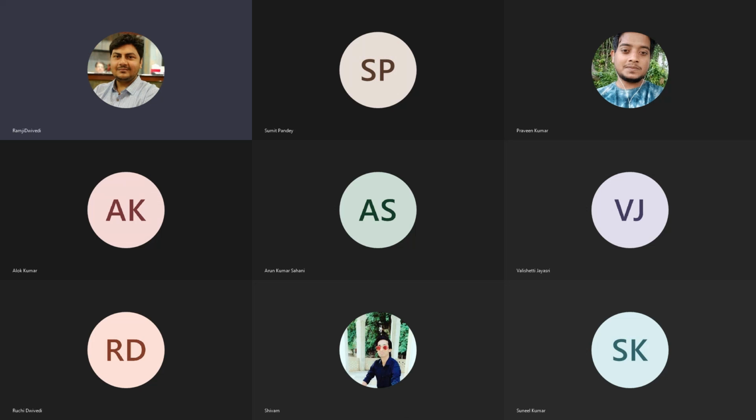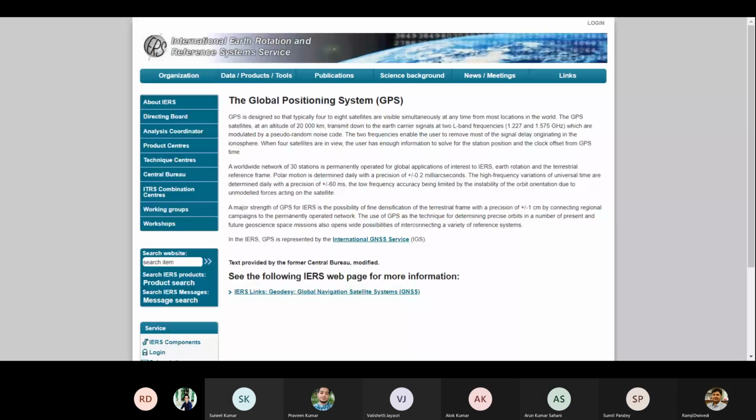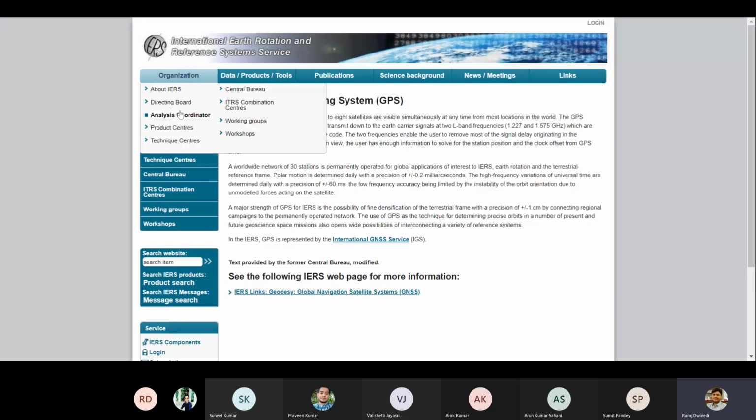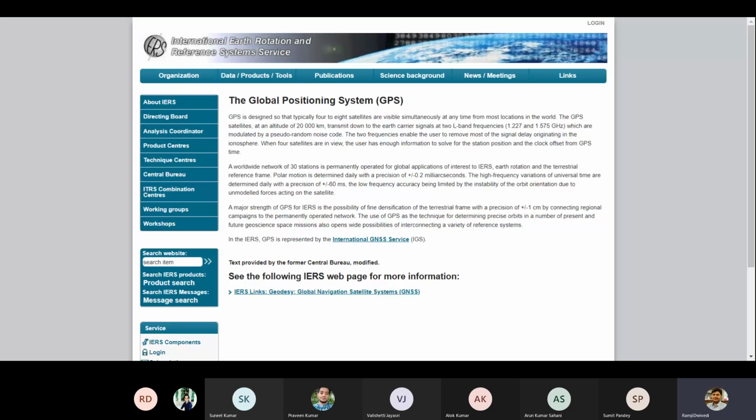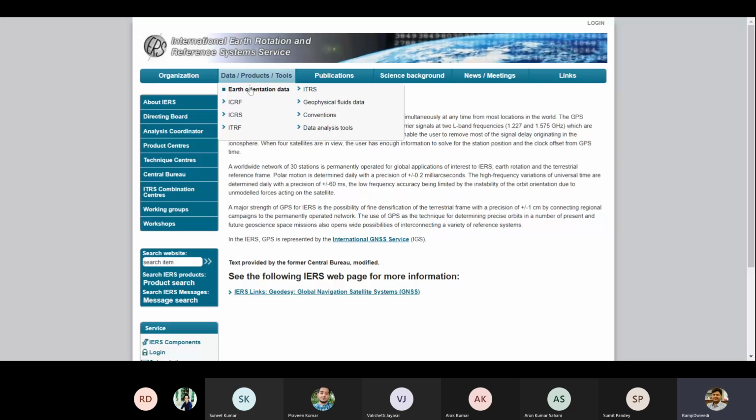Okay, so I'm again sharing this IERS website for you. Just look at this. It is saying International Earth Rotation and Reference Systems Service. I've told you, now the name is changed. So you have analysis center, product center, techniques which are available. You can also access the data, orientation data, ICRF, ICRS, ITRF, and ITRS. So let's say for timing, you just open the ITRF.